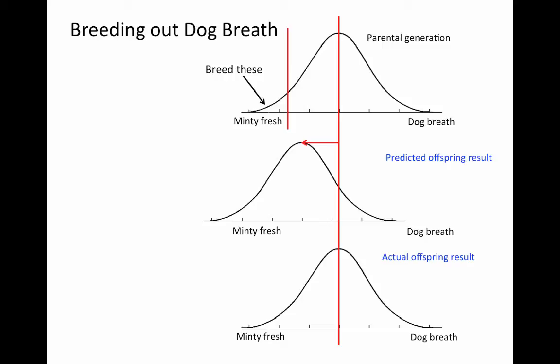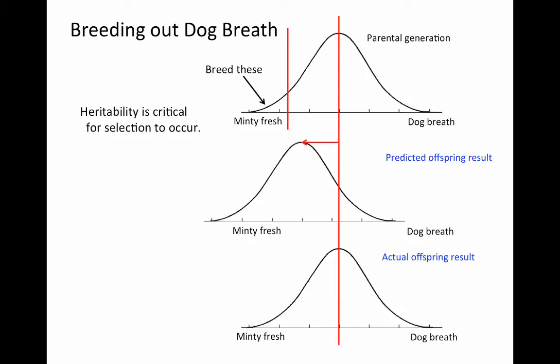We took a look at this in our hypothetical example in class of breeding out dog breath. In this scenario, we were breeding just the dogs with the most minty fresh breath, and our hope was that in the next generation, when we bred those dogs, we would have a shift in the mean breath value from more dog breath to mintier breath. But what we found, in fact, was that in the actual offspring, the mean breath phenotype was exactly identical to the mean breath phenotype in the parental generation. And we said that this was probably because dog breath is not a heritable trait.